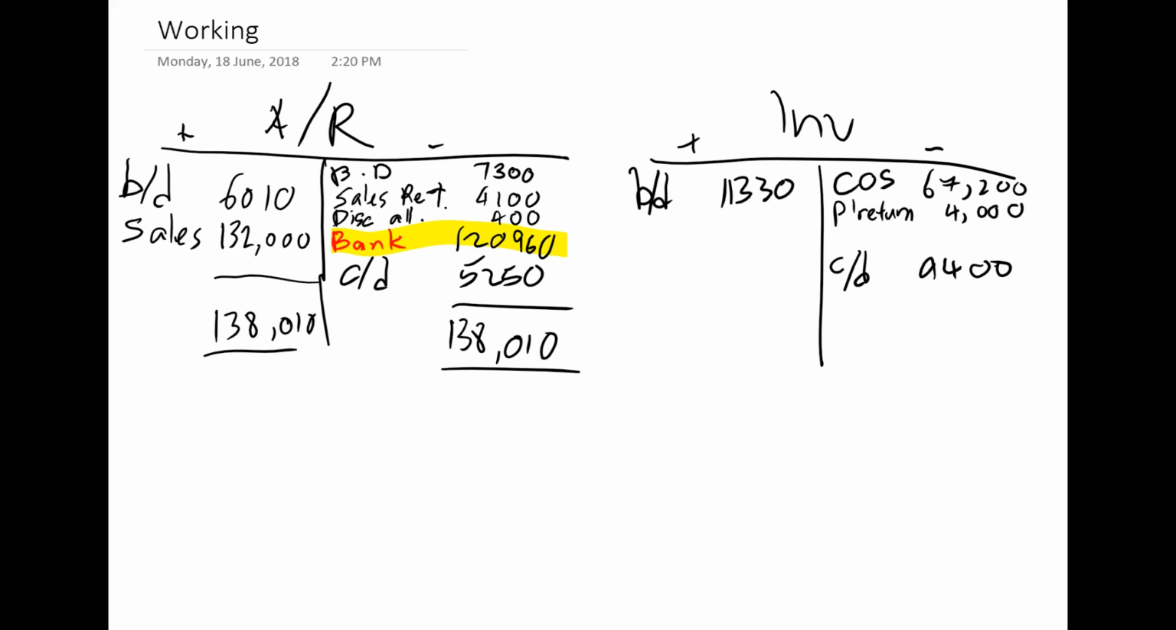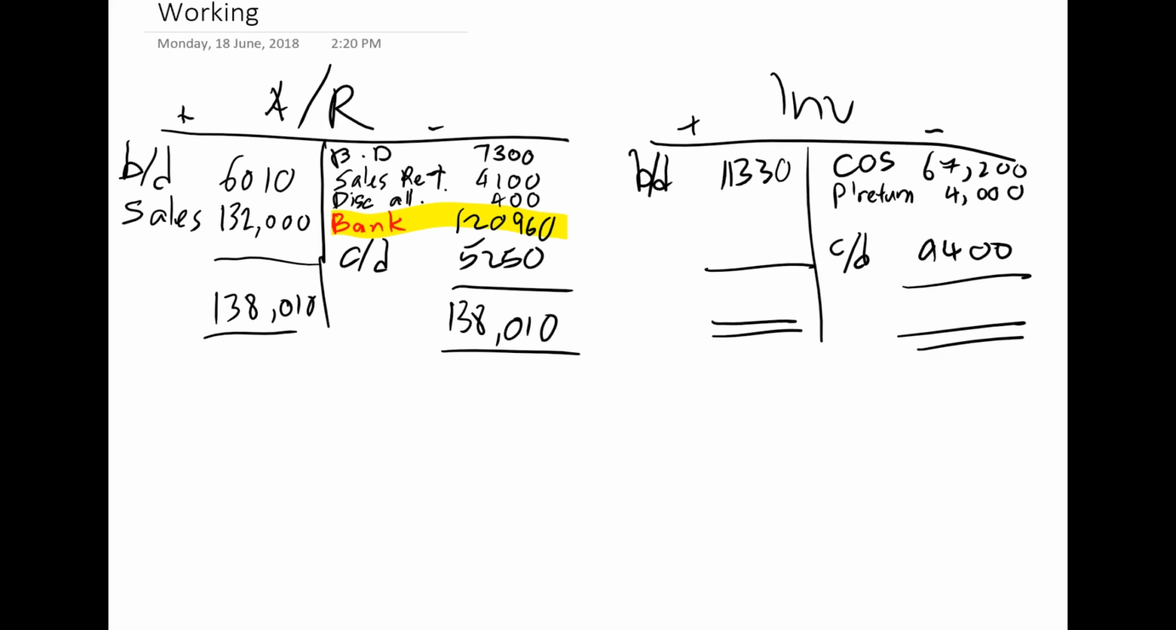Now once you record your cost of sales and purchase return, you can close this account to find out how much inventory you have bought during this year. On the debit side, you have 67,200 plus 4,000 plus 9,400. You will get 80,600, which means on your debit side, you will have 80,600 as well.